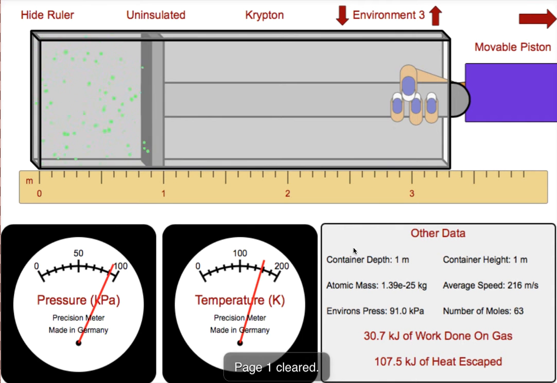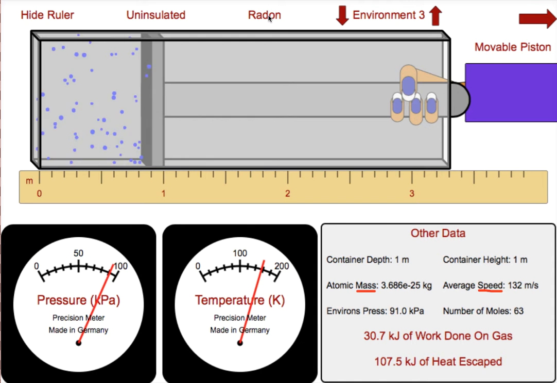Then you could have students look at the connection between mass and speed. And to change the mass, they change the sample. So it starts with krypton, and they can cycle through all the other noble gases. They can record the masses and the speeds of the particles.